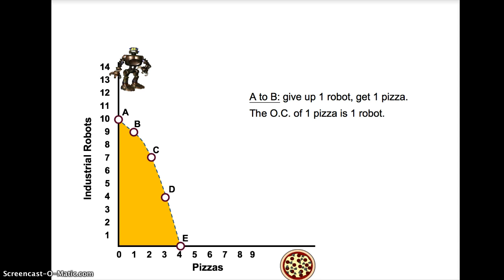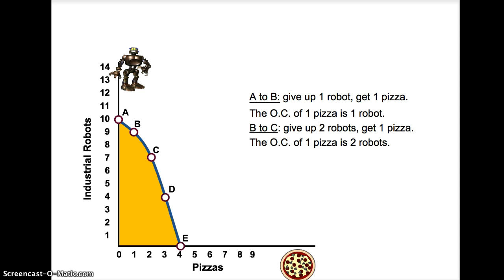Next, moving from point B to C, the economy gives up 2 robots, 9 down to 7, and gets 1 pizza. In economic words, we can say the opportunity cost of 1 pizza is 2 robots because 2 robots were given up in order to produce 1 pizza.